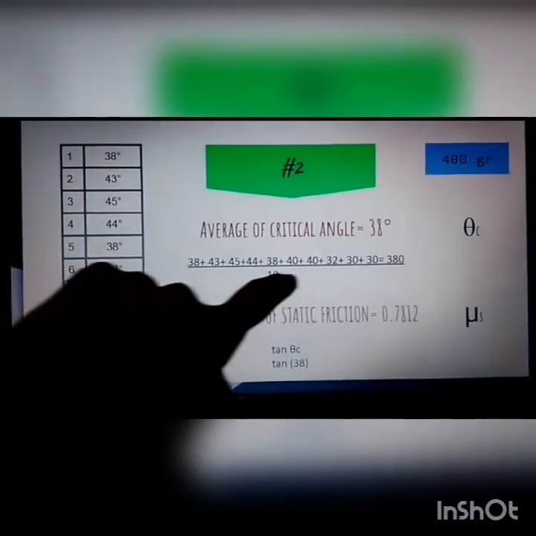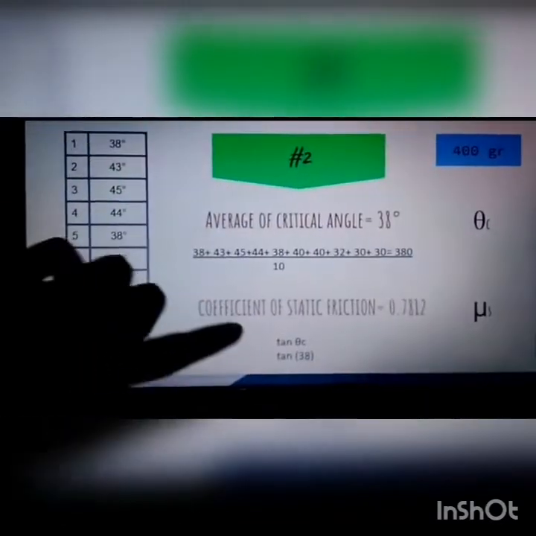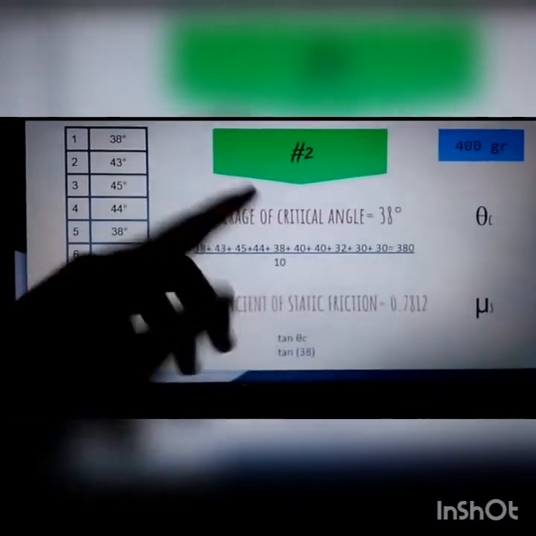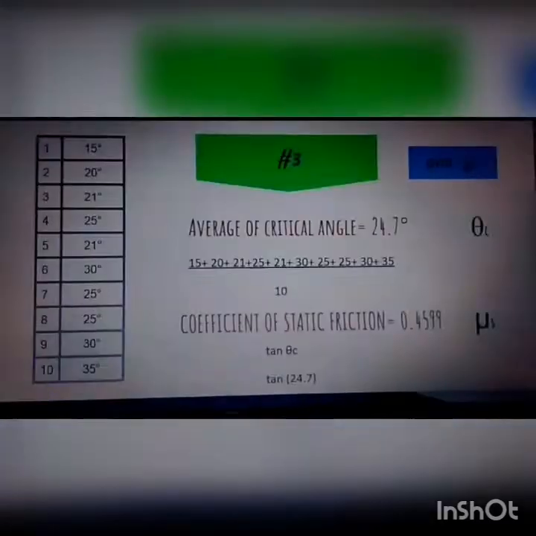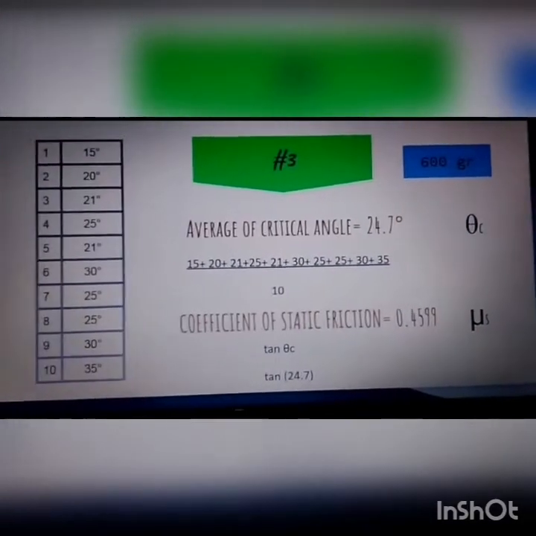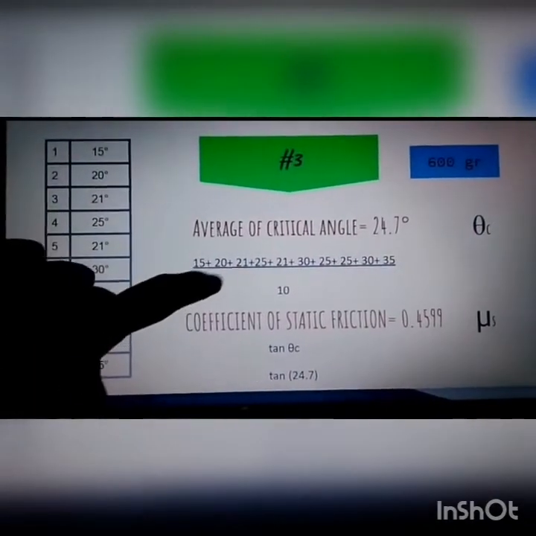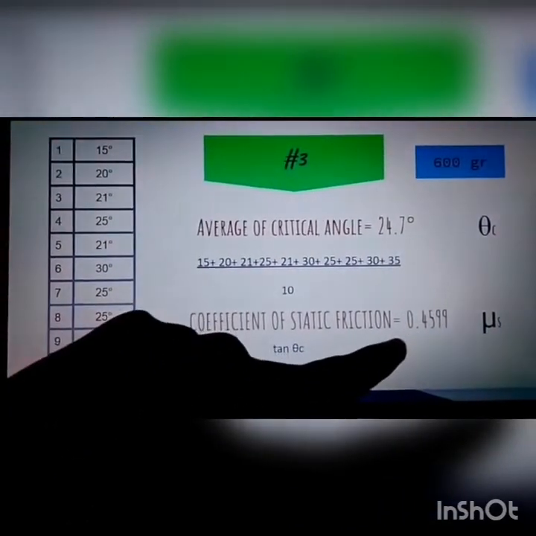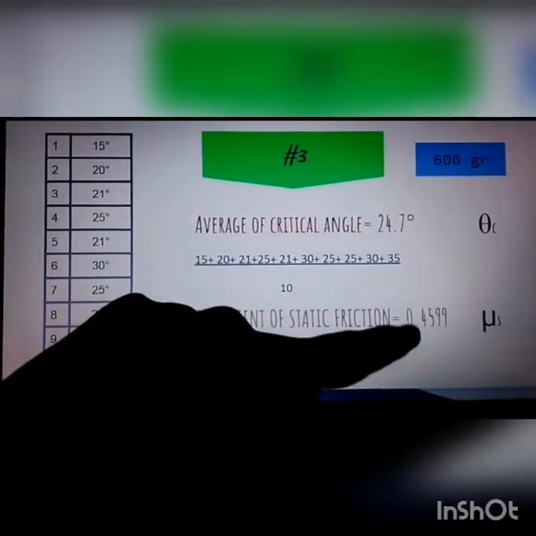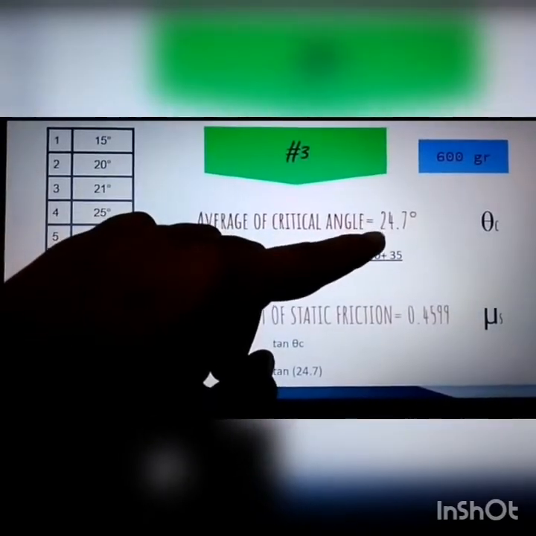For the second, which is 400 grams, we do the same procedure. We add all the angles, we divide by 10, we get the average, and then we use the tangent of 38 in this case, and we get 0.7812. And finally, for 600 grams, we make the same addition, we divide by 10, we get this average, and then we use the tangent and get this static friction, which is 0.4599, and the average is 24.7.